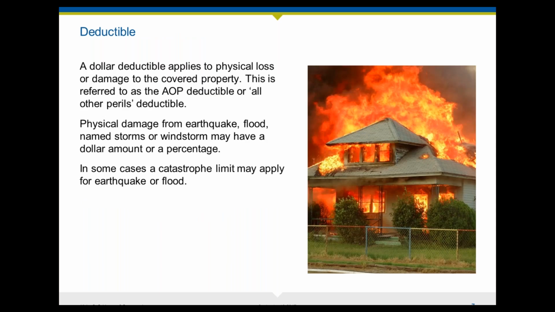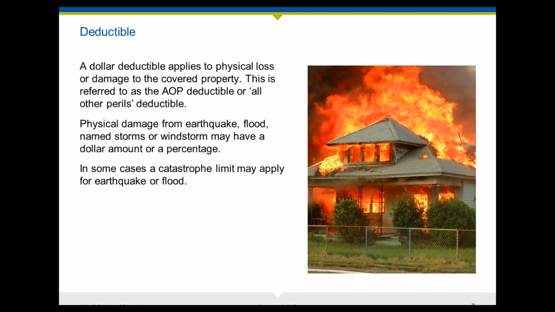Talk about deductible. Each policy will have an AOP deductible, or an all other perils deductible. That's the dollar deductible amount that applies to the physical loss or damage to the covered property. That will be standard on all builders risk.